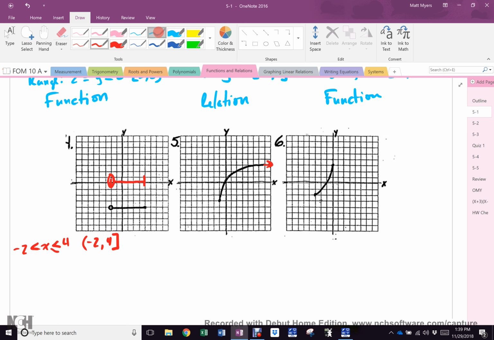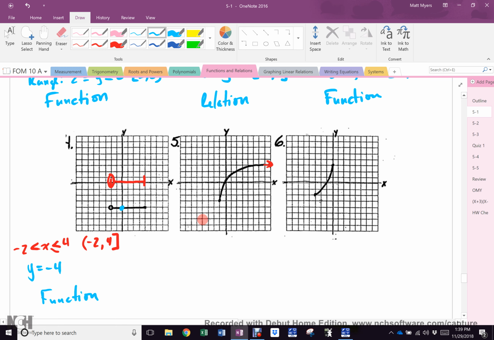And the range is tricky here. What is it? Is there a range? Are there any y values? What are they? -4. Is there any other y value? No. So the range is y equals -4. Done. Because it can't be anything else. And is it a function? Yeah, sure, you betcha.